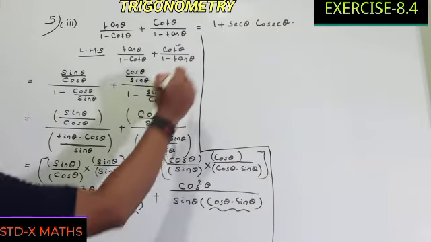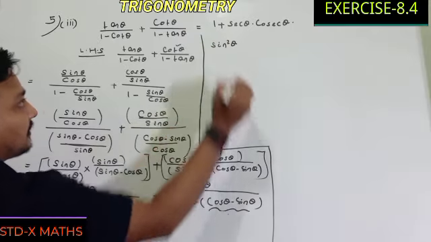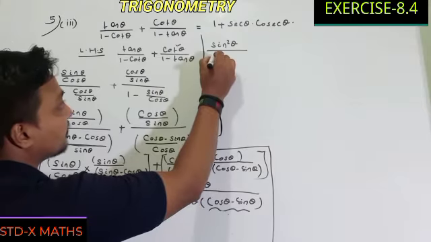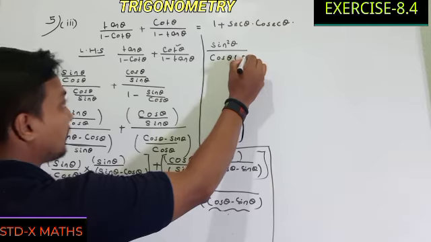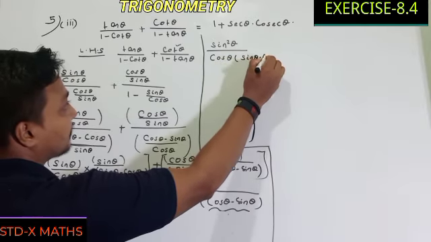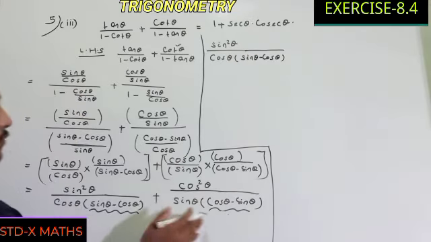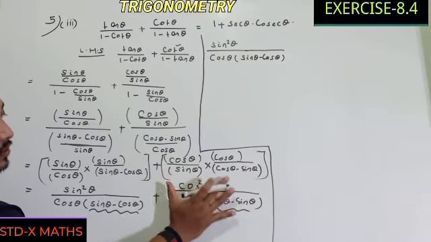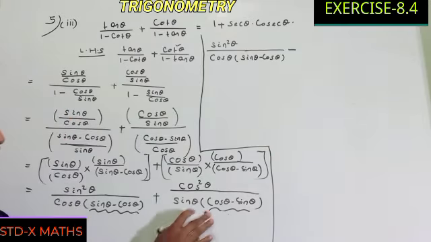Here I am writing directly sin square theta divided by, below it, cos theta whole into sin theta minus cos theta, and here whenever I take minus outside, minus is the common, it means the total term becomes minus, and this one becomes sin theta minus cos theta.